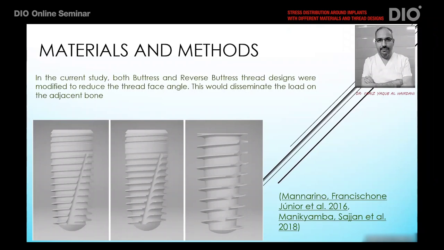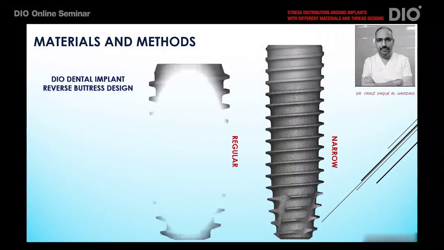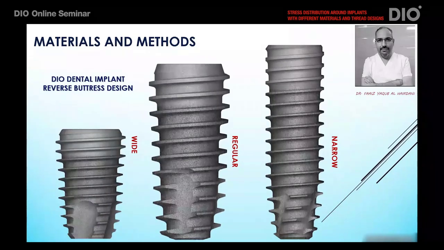This is the DIO implant. There are three basic designs: narrow, regular, and wide. And you can see clearly through the cross-section of the threads the smooth transition between the body of the dental implant and the thread, which is of reverse buttress design. And also we can see the advantage of having more pitch, which is more distance between two adjacent threads.